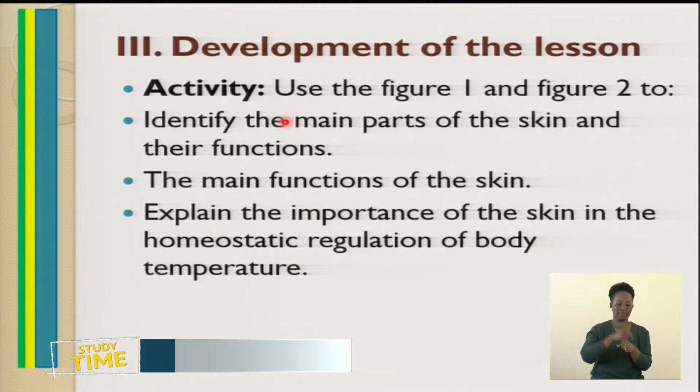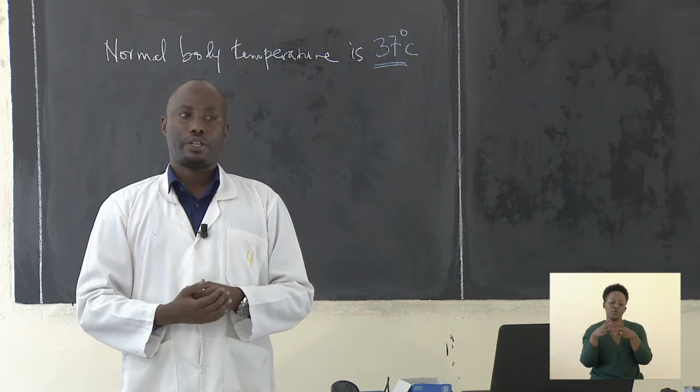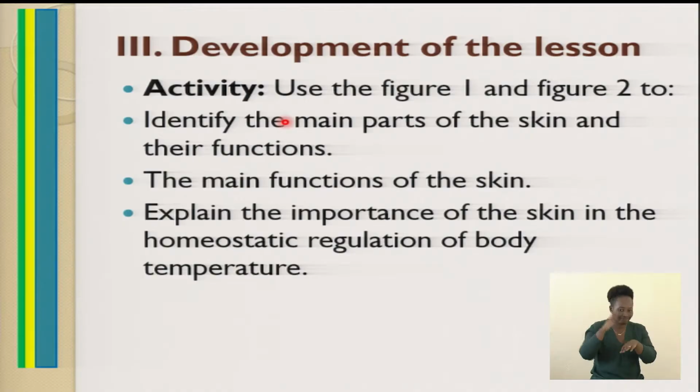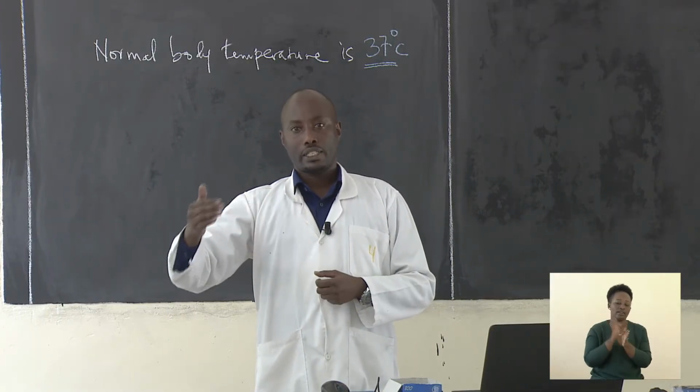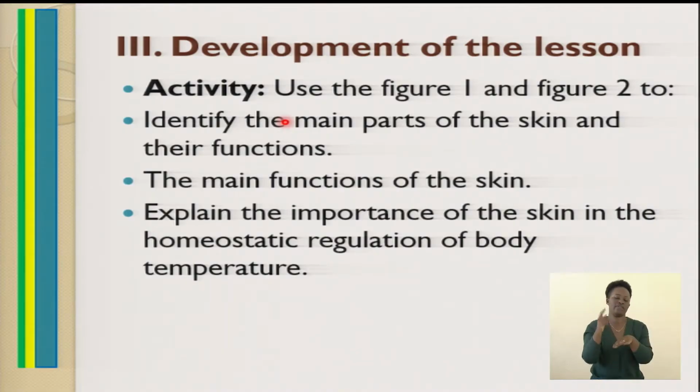Let's go to the development of the lesson now. We've talked about the structure and the function of the skin. We have seen how the skin regulates body temperature and how it manufactures vitamin D. Now the activity is to use figure 1 and figure 2 to identify the main parts of the skin and their functions. We talked about the main functions of the skin. We have also talked about explaining the importance of the skin in homeostatic regulation of body temperature.